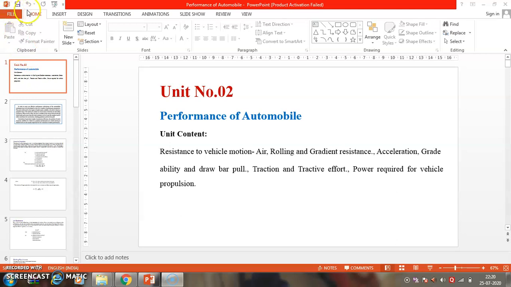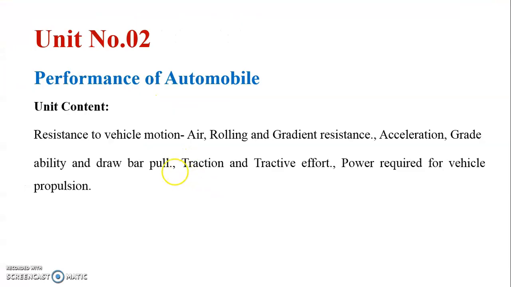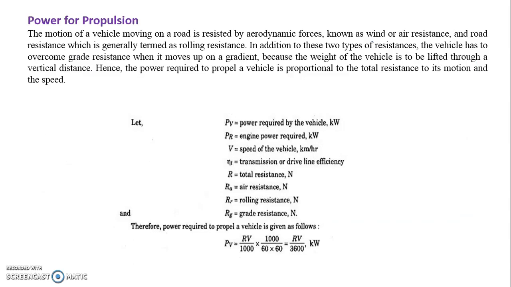In the previous lecture we discussed the resistance to vehicle motion, namely air resistance and rolling resistance, as well as the power for propulsion of the automobile. Now in today's lecture we are going to discuss the next resistance that occurs on the road surface to the vehicle motion, which is gradient resistance.